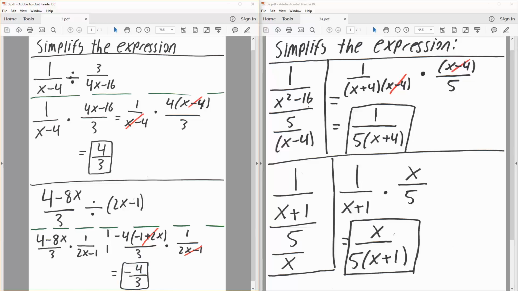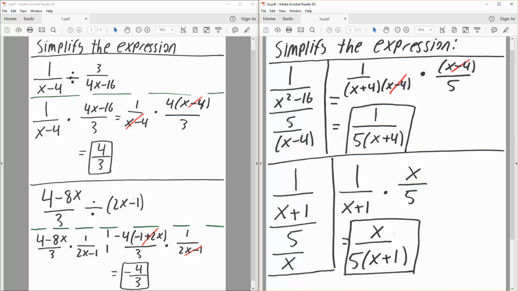And now for the third problem. So we have 1 divided by x squared minus 16 divided by 5 divided by x minus 4. And this problem, the notation is just different. So we can rewrite this by saying 1 divided by x squared minus 16, which is x plus 4, times x minus 4, times, it would be this term right here in the numerator, x minus 4 divided by 5.